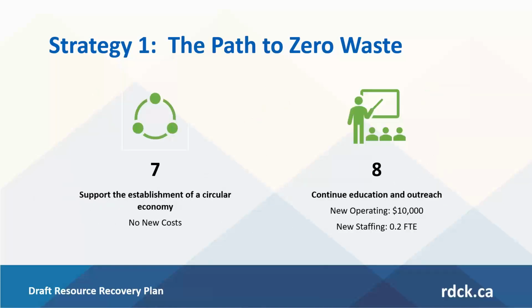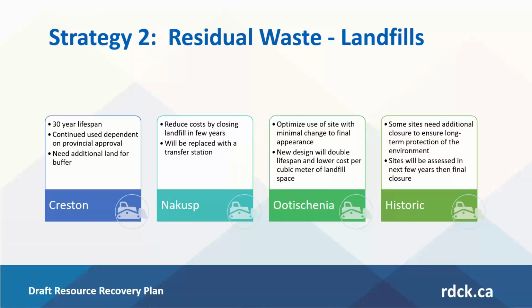The seventh is to support the establishment of a circular economy with no new costs. And the eighth is to continue education and outreach activities, but to increase them. There's some new operating of $10,000 a year and new staffing at 0.2 of an FTE.